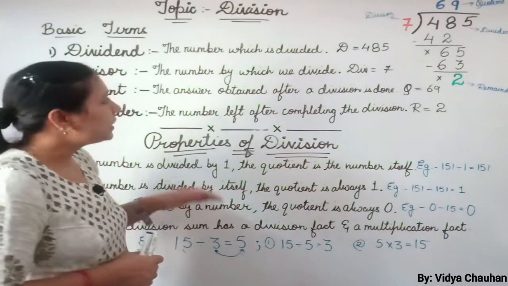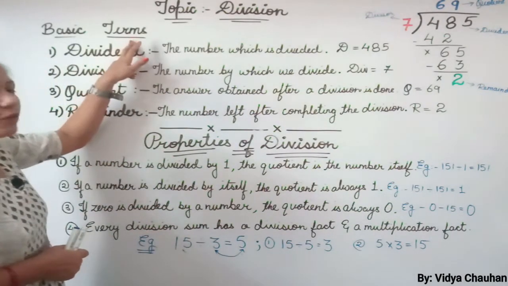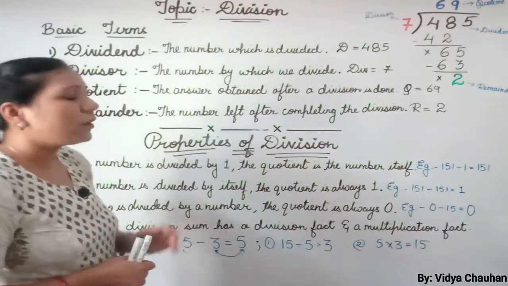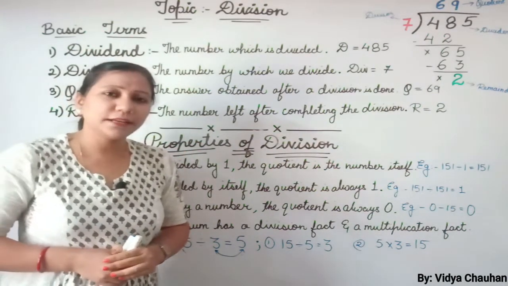Understood, students? So this is all about the basic key terms of division and the properties of division. I hope the lesson is clear to all of you.